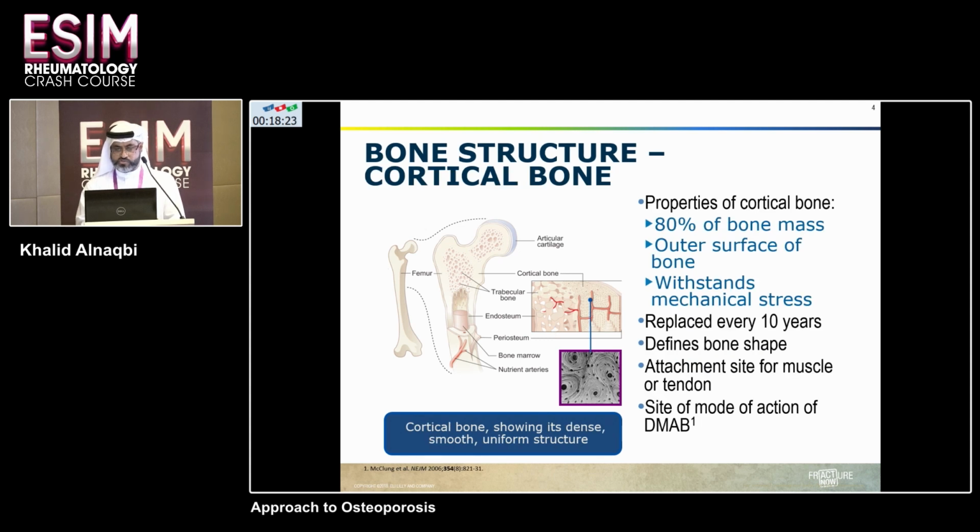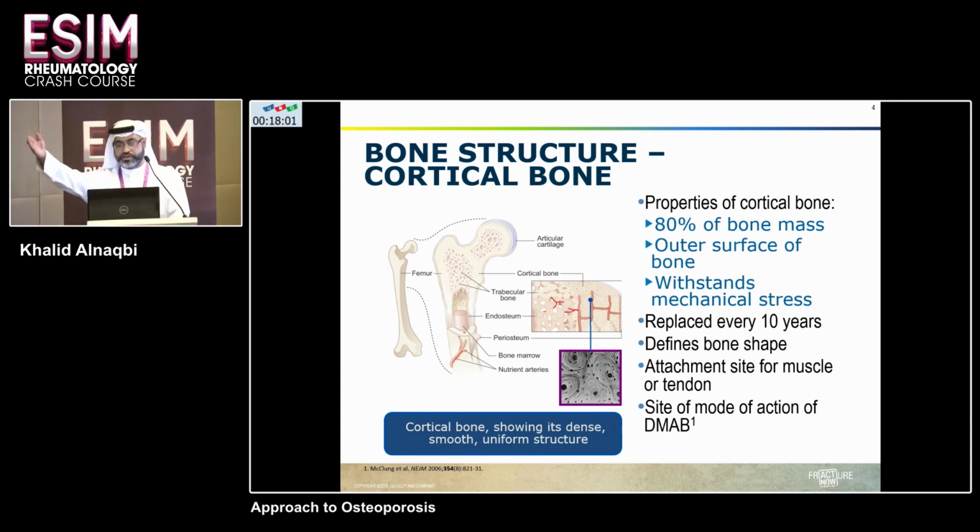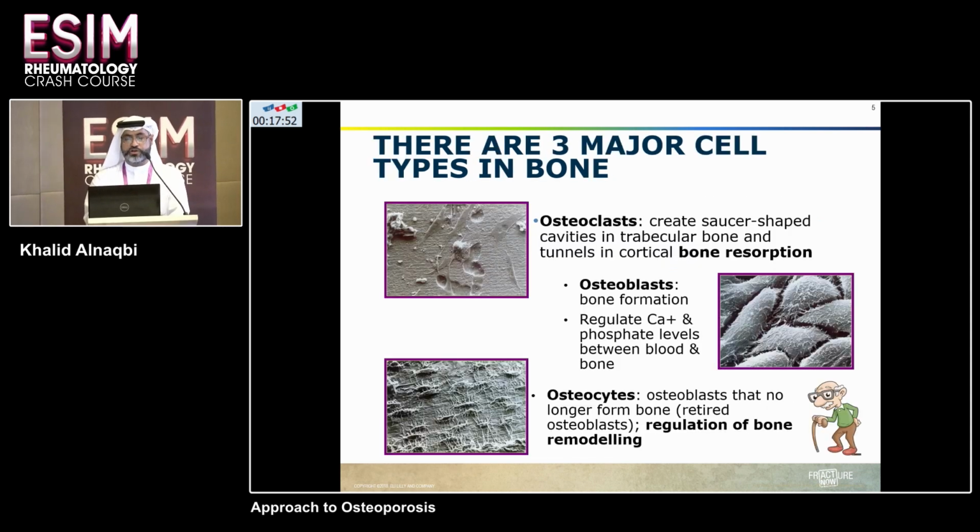So we have also the cortical bone, sorry, the outside one. 80% of the bone mass, outer surface of the bone, withstands mechanical stress. It's replaced every 10 years. Defined a bone structure or shape, attachment site for muscle or tendon, the outside. It's a site for mode of action with certain drugs as well. Basically, the cortical bone, they look dense, smooth, and uniform in structure.